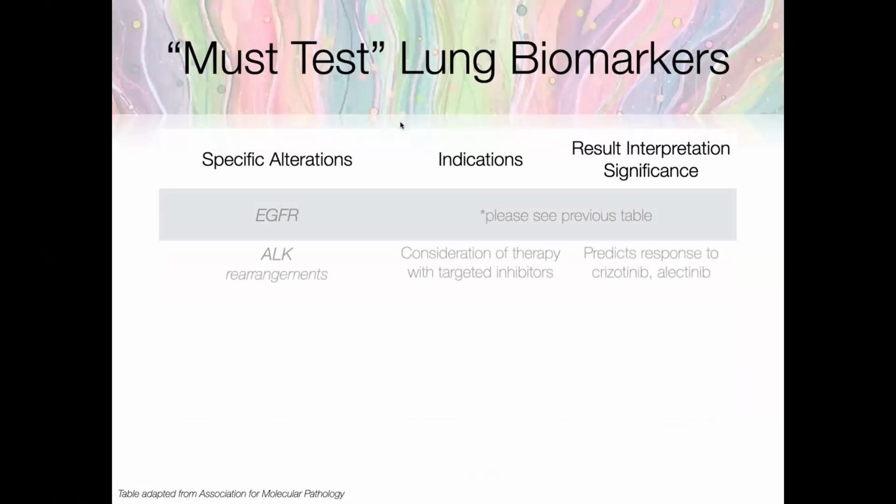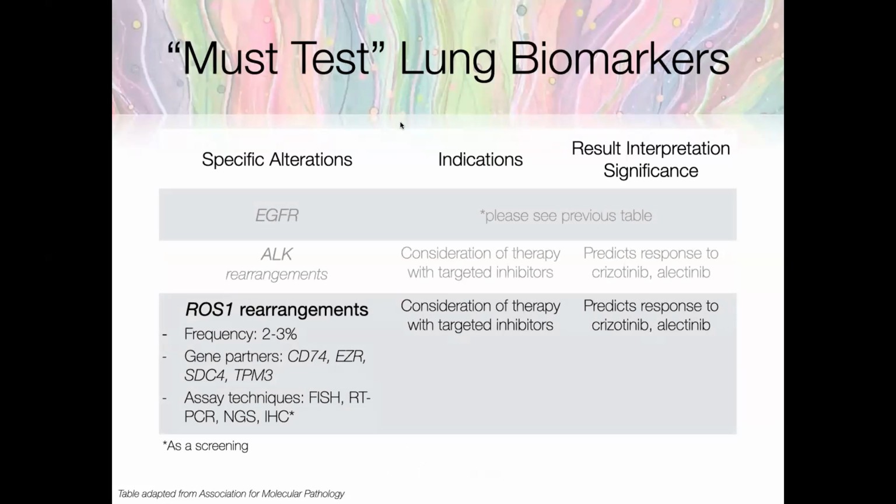Another must-test lung biomarker is ROS1 rearrangement, which is observed in 1 to 2% of lung adenocarcinomas. A variety of gene partners has been identified for this rearrangement. And ROS1 translocation positive lung carcinomas also have strong sensitivity to crizotinib and alectinib, just like the ALK rearrangement. So you can use FISH, RT-PCR, and NGS to detect this rearrangement. You could also use ROS1 immunostain as a screening test. However, positive ROS1 immunostain results should be confirmed with a molecular cytogenetic method.